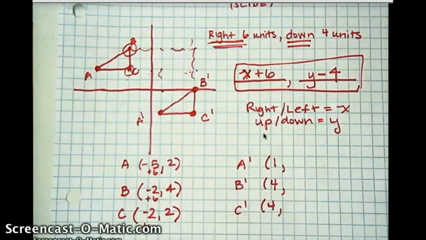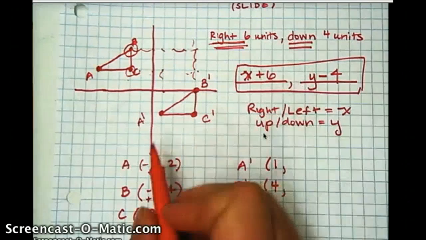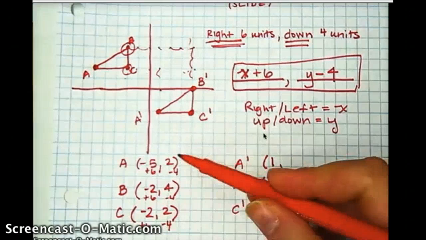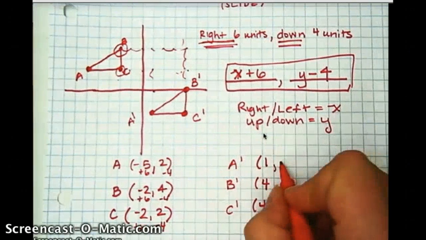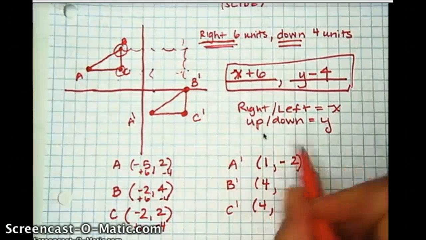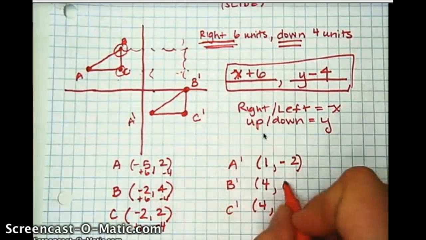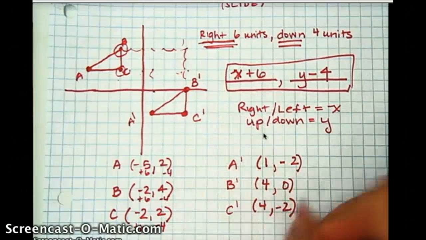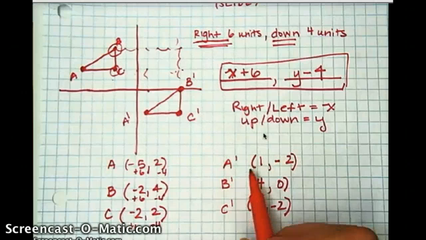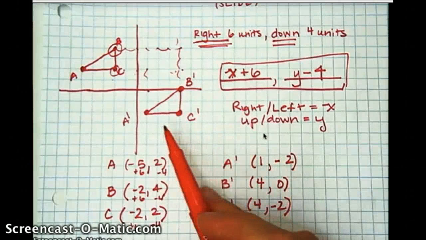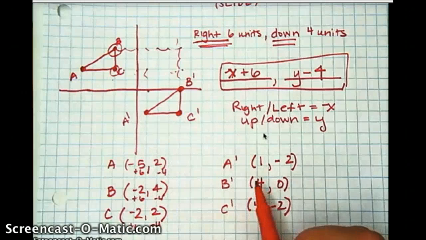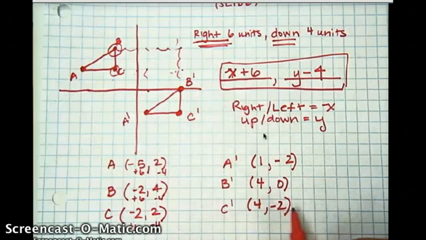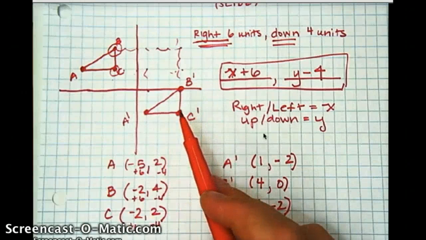Now, what am I going to do with my y's? Well, I went down, so I'm going to minus 4, minus 4, minus 4. 2 minus 4 is a negative 2. 4 minus 4 is 0. And 2 minus 4 is a negative 2. Now let's check to make sure this is right. 1, negative 2, that's where my A is. Good. 4, comma 0, that's where my new B was. And 4, comma negative 2, that's where my new C was.